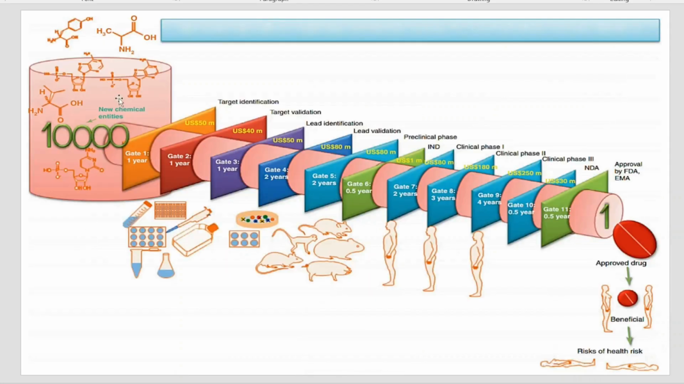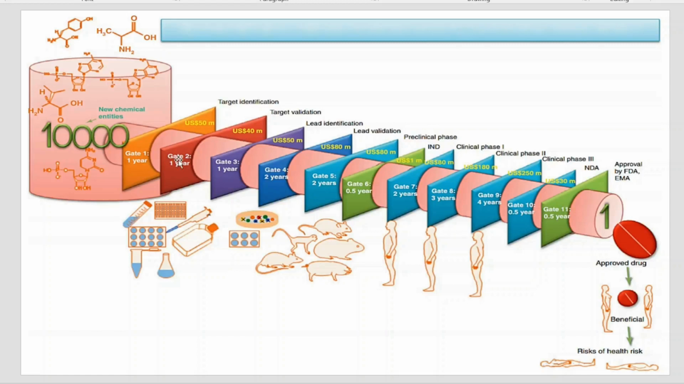So let's start. This is the figure to understand the whole drug discovery process, and you will easily understand what the drug discovery process actually is and why it requires this much time, at least 12 to 14 years. This is the reason we are seeing here. So let's discuss each and every gate the drug has to go through to be approved for human use.